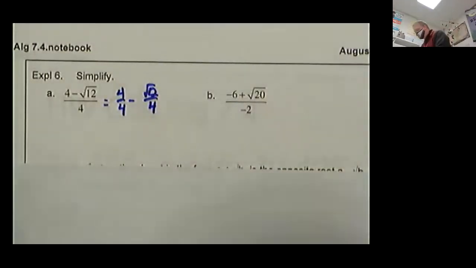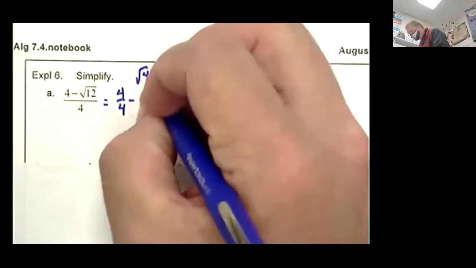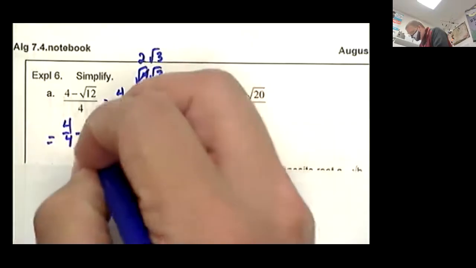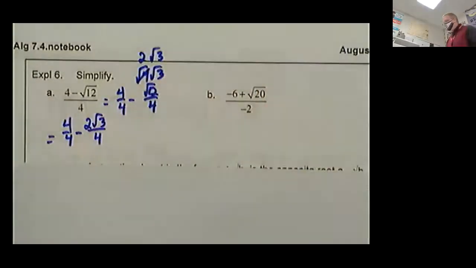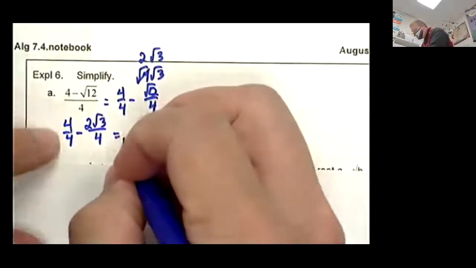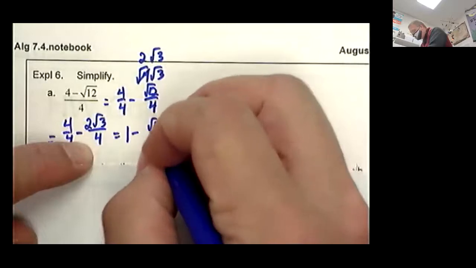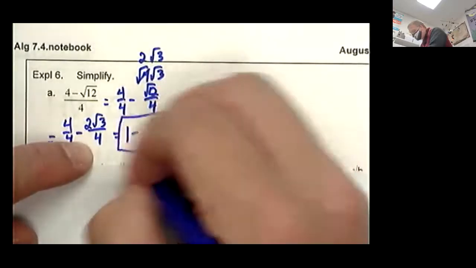Notice root 12 simplifies. Root 12 is the square root of 4 times the square root of 3. And the square root of 4 is 2. So we actually have 2 root 3. So let me rewrite that. So now we have 4 over 4 minus 2 root 3 over 4. And now we can simplify. 4 divided by 4 is 1. 4 divided by 2 is 1/2. So we have root 3 over 2.